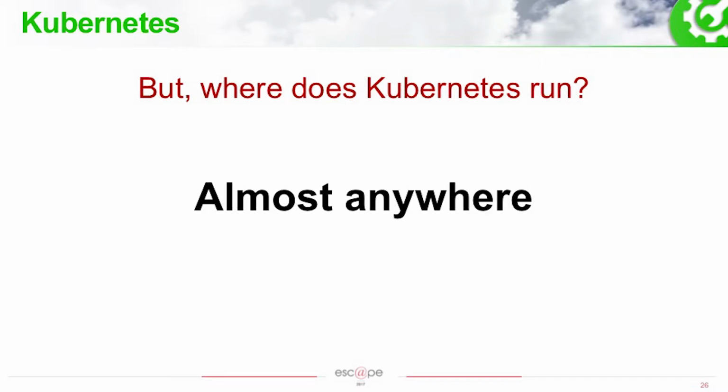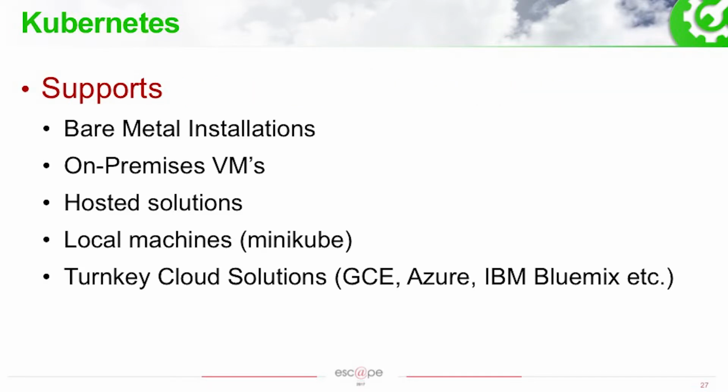So where does Kubernetes actually run? Almost anywhere. It has support for bare metal installations, if you want to go install it on your actual laptop or PC at home. On-premises virtual machines. Hosted solutions. So hosted solutions is essentially just rent a cluster. There are actually companies, something like Stackpoint.io, where you don't care about the underlying infrastructure that it runs on. This comes as a managed service for you.